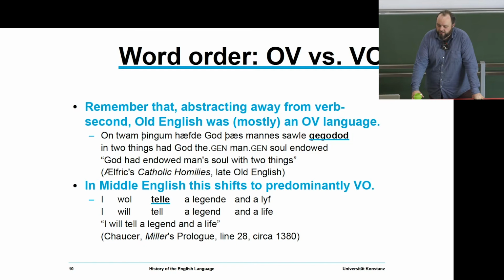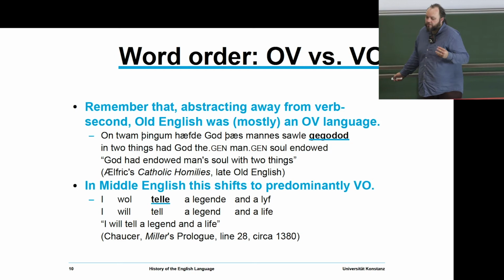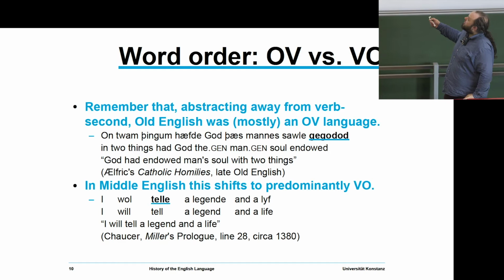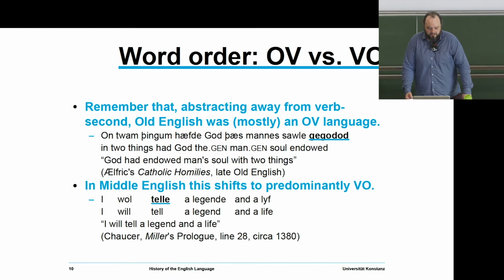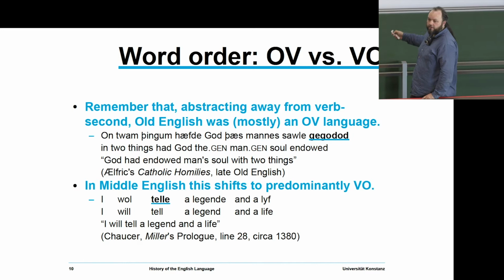And here we have an example from Ælfric: "On twam thingum hæfde God thæs mannes sawle gegodod." In two things had God the man's soul endowed. So here we have a finite verb, but we can ignore that. It's in second position, then you've got the subject God. And then we've got the non-finite verb right at the end, just like we would expect in modern German too. So gegodod, the past participle, is here at the end. And this illustrates that we're dealing with an OV word order here, because the object here is the man's soul, das Mannes Seele. So that precedes the non-finite verb.